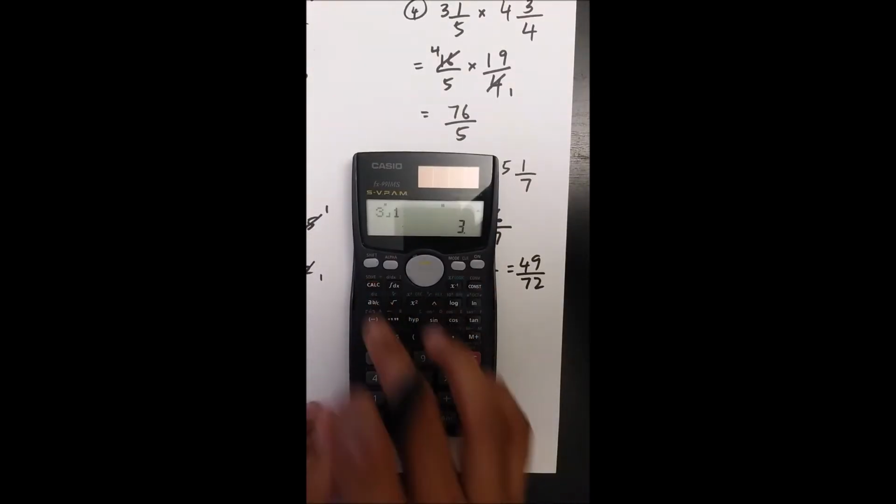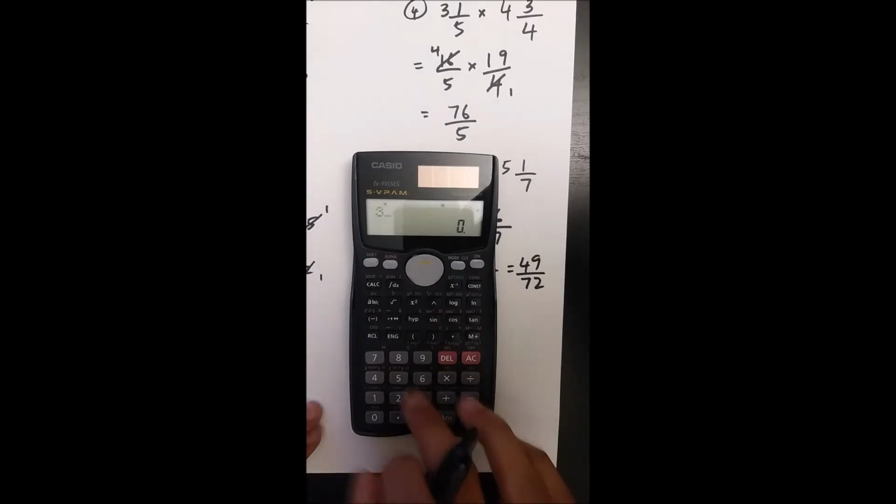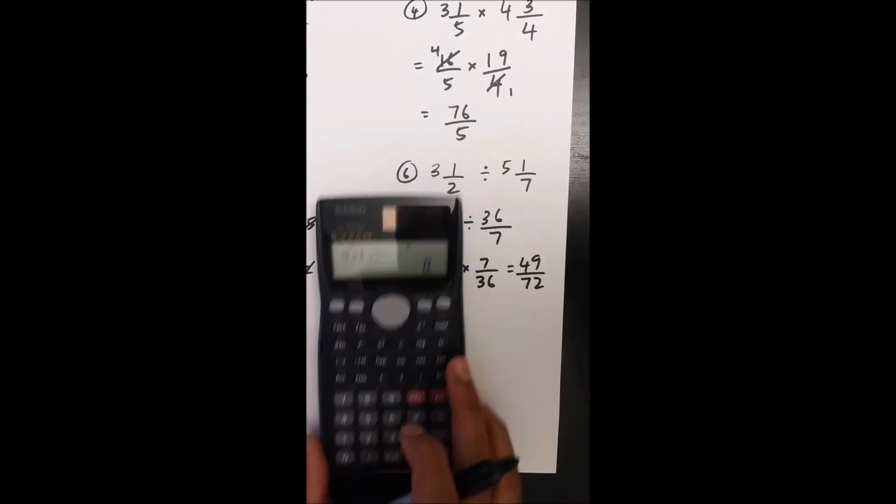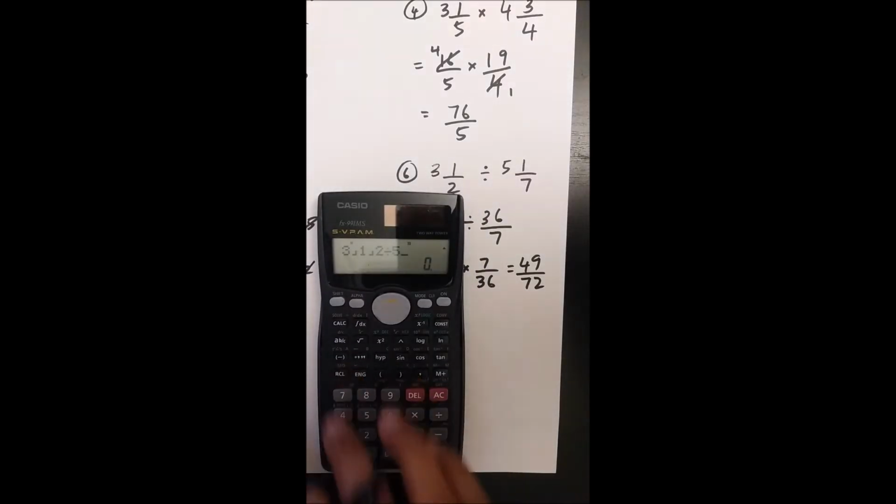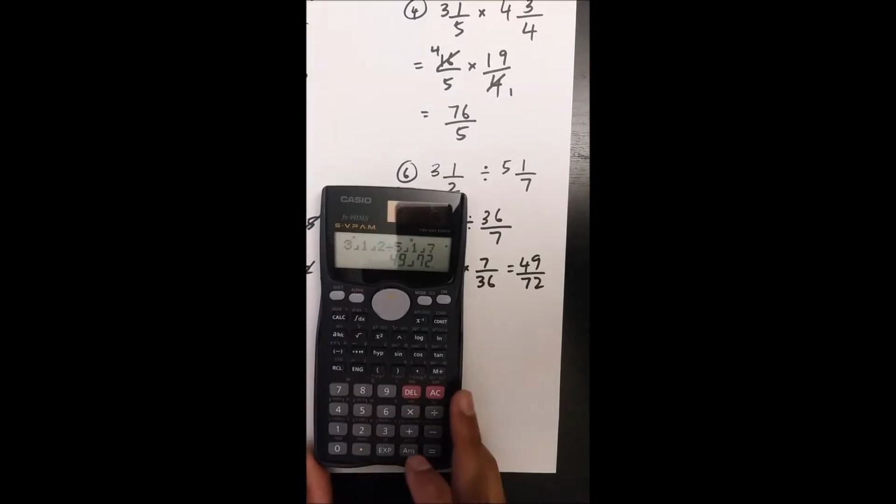3, 1 over 2 divided by 5, 1 over 7, 49 over 72.